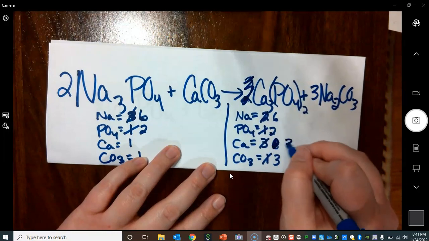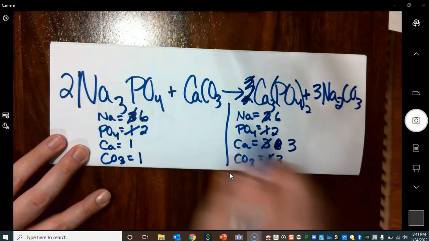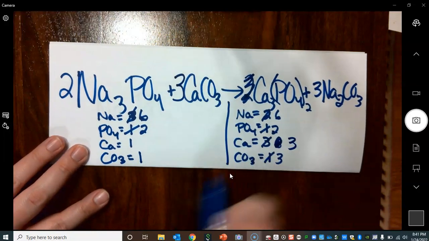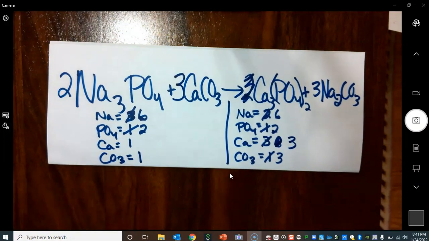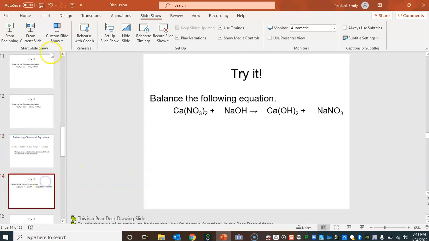So I just have 3 calciums. Okay. So now I have 3 calciums and 3 carbonates. So I put a 3 there and it's balanced. Sorry, that was probably a smidge confusing. I do apologize. It helps to copy down the formulas correctly. Okay. But again, the main point there is to treat it as one unit.